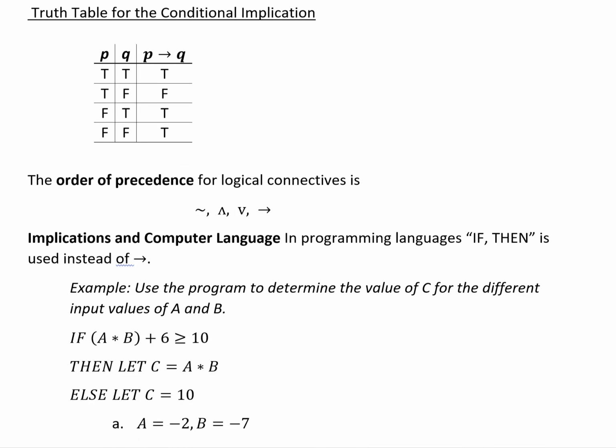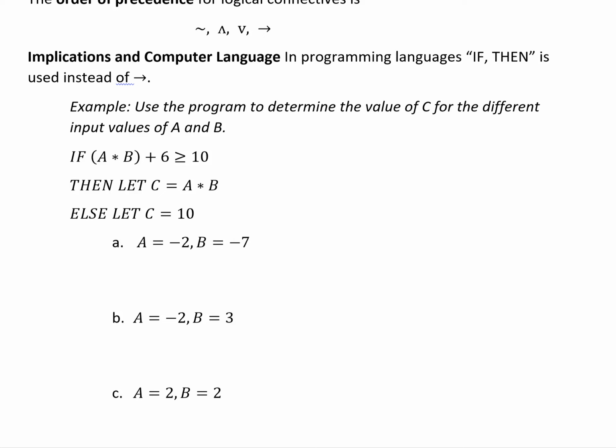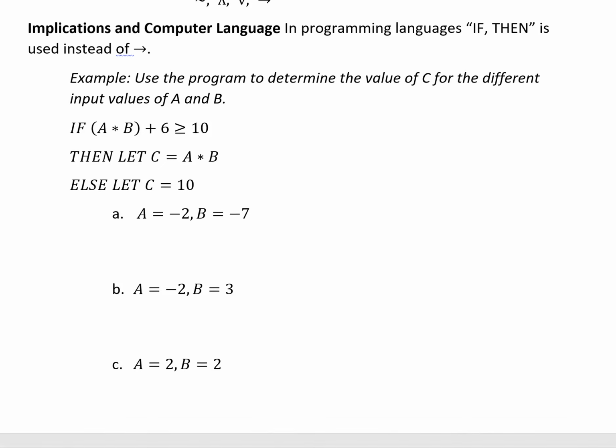Let's take a look at the implication being applied to computer language. In programming language, if and then are used frequently, instead of an arrow for implies. Let's take a look at an example. The example says, use the program to determine the value of C for the different input values of A and B. So A and B are going to be what we call independent values. They're ones that we're going to put in. And the result of those values then tells us what C will be. And so C is a dependent value.